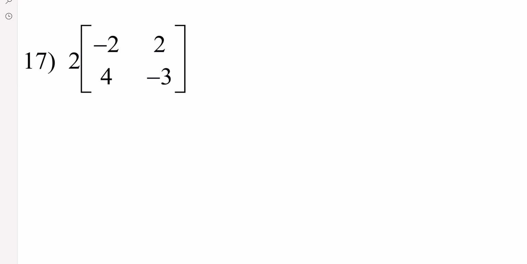Well, let me step back. Identify the size of the matrix: 2 rows, 2 columns, so it's a 2 by 2 in this case. Therefore, the product will be a 2 by 2. And you need to be labeling it. And then now this is what we're going to do.